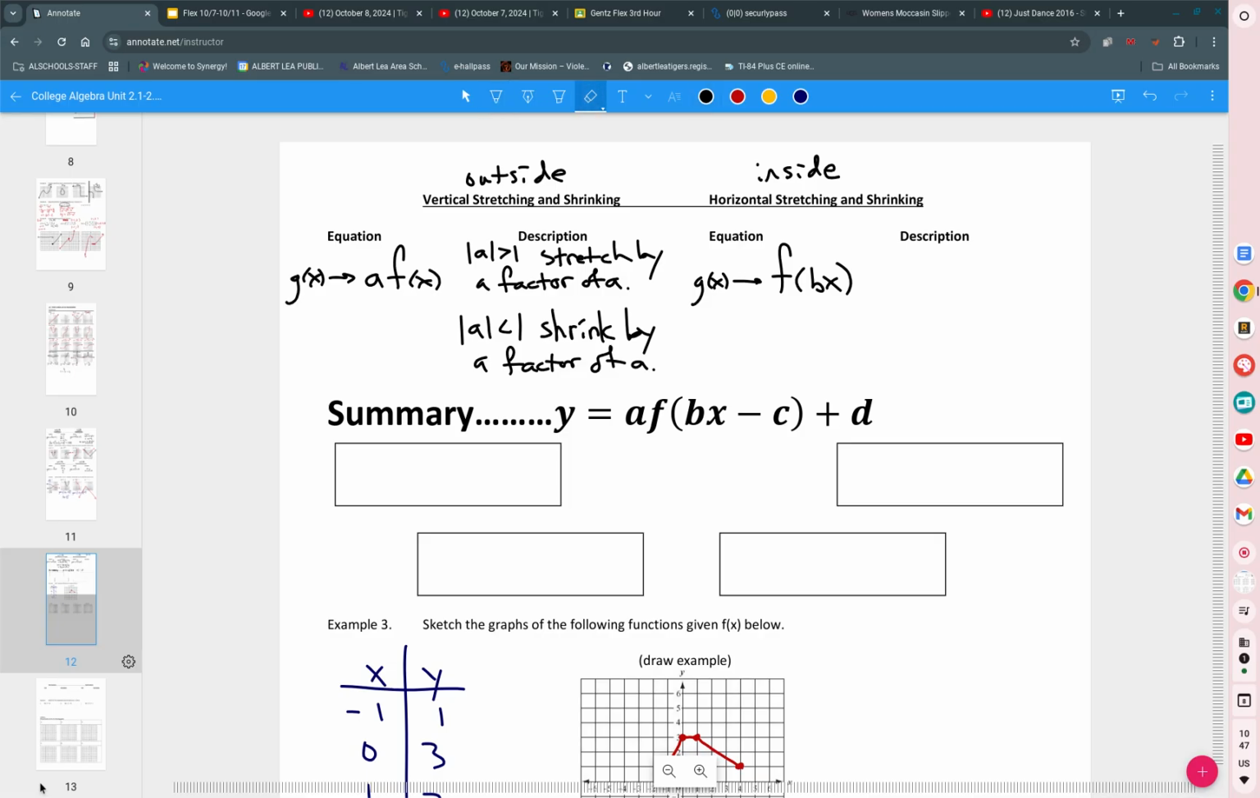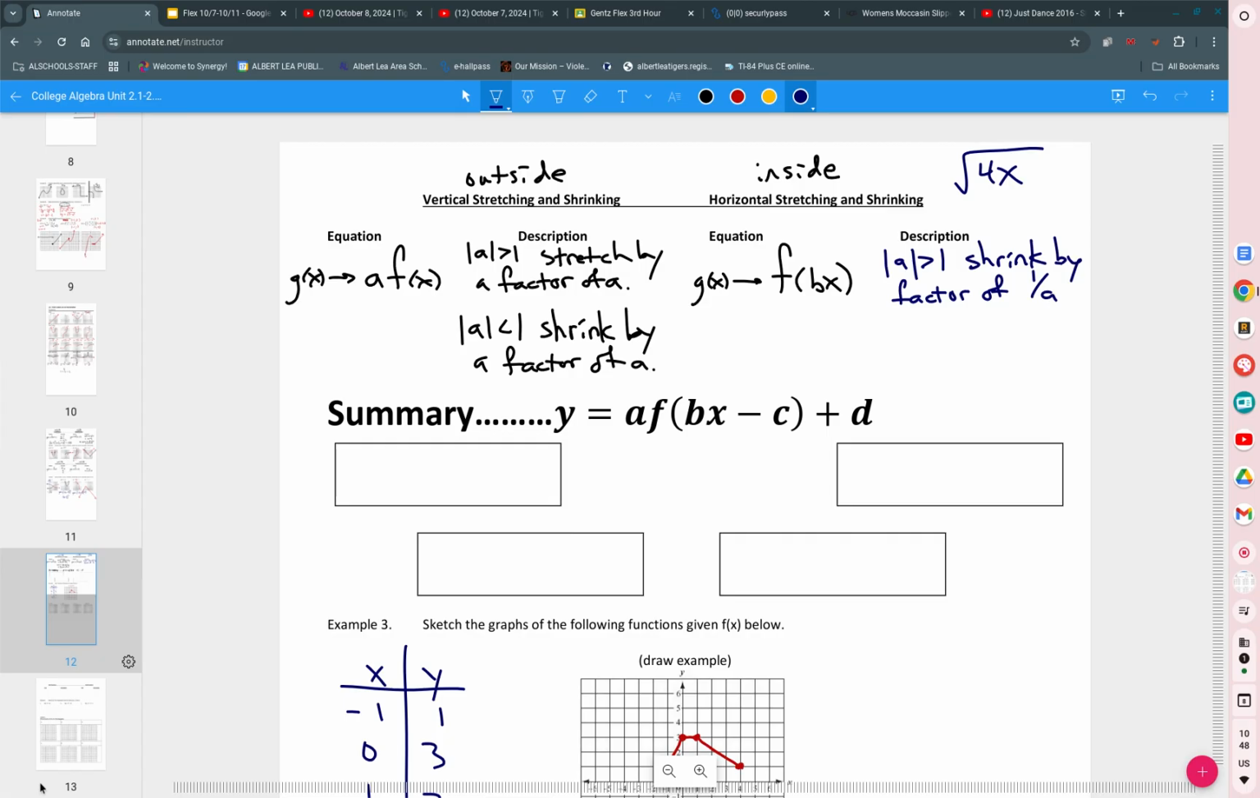So suppose that you have the absolute value of a is greater than 1. You might think, well, it's going to stretch it horizontally. It does the opposite. It shrinks it horizontally. And the factor is the reciprocal. So suppose I had like the square root of 4x. People might be like, oh, it's going to stretch horizontally by a factor of 4. It's going to shrink to 1/4 the size.